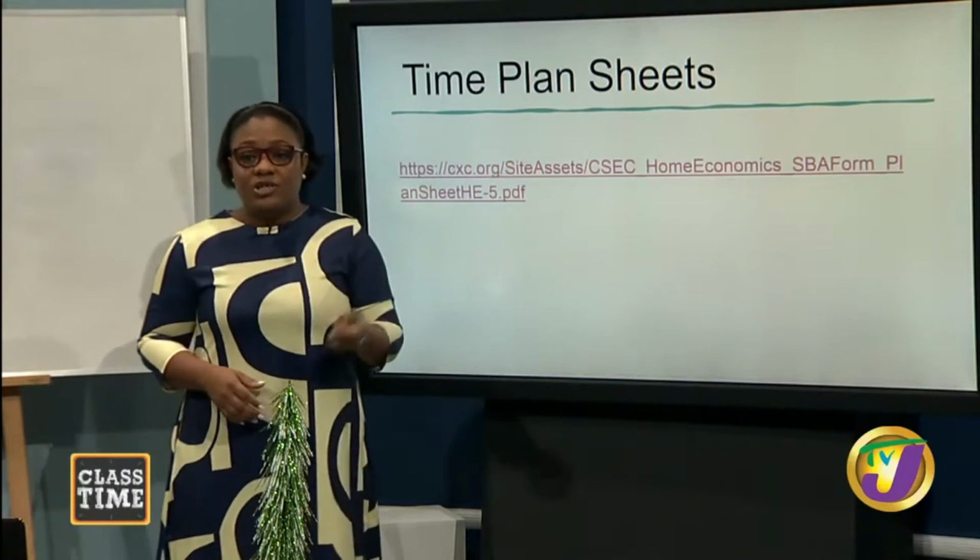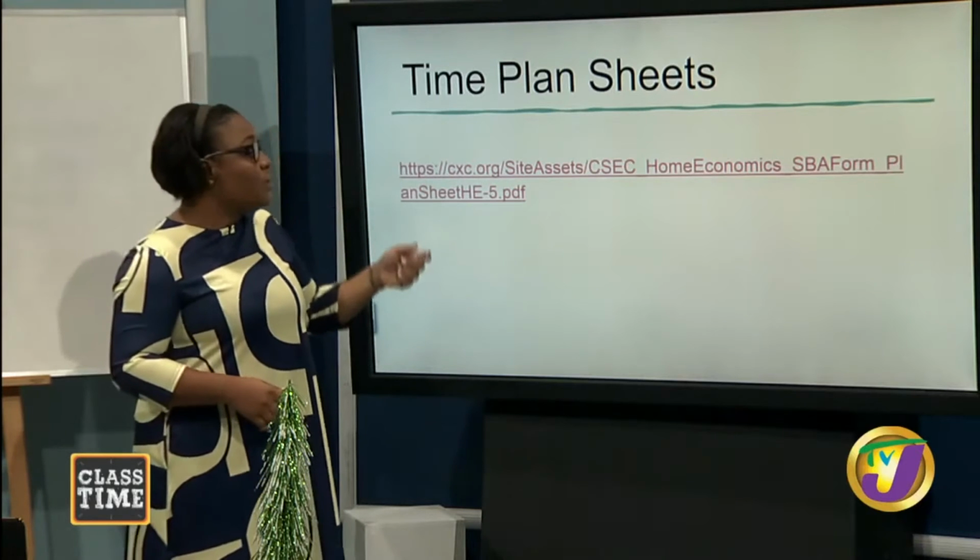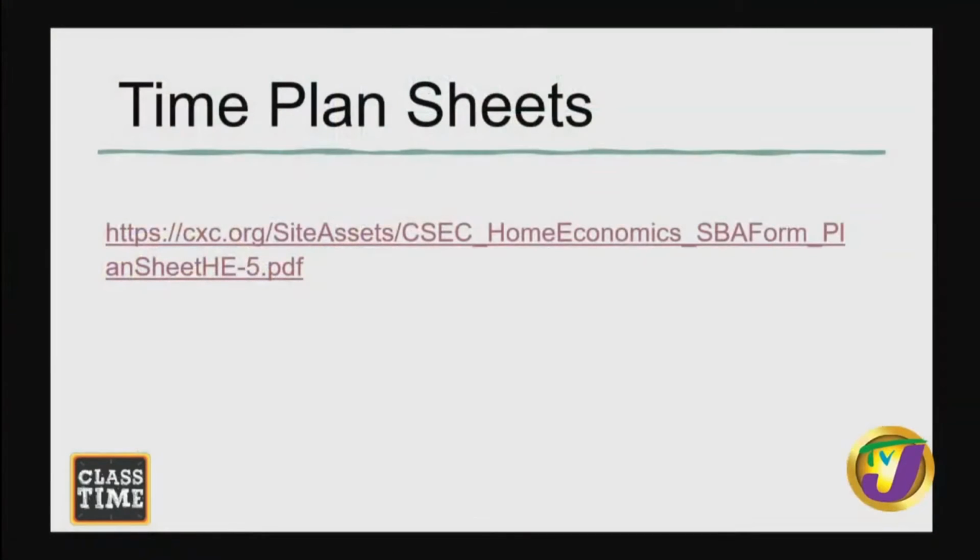And your time plan sheets, it is online. You can go to csec.org, see the website here, and on it you'll see site assets, other stuff, and you just click, you'll see the SBA form, plan sheets, HE5, and it's PDF. And you can always YouTube how to convert a PDF to a Word document.